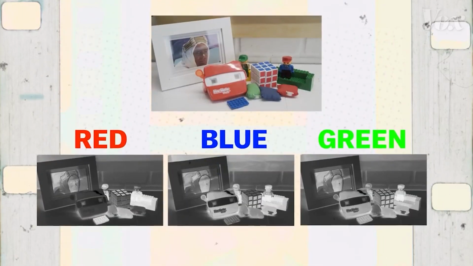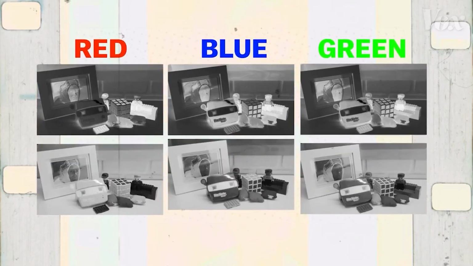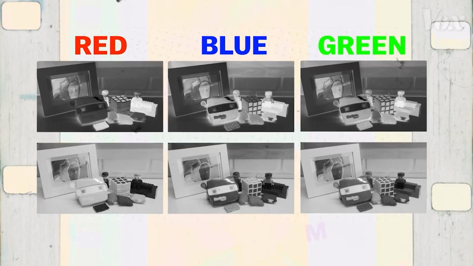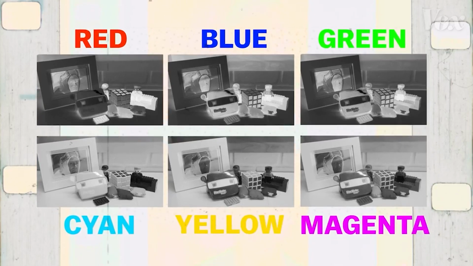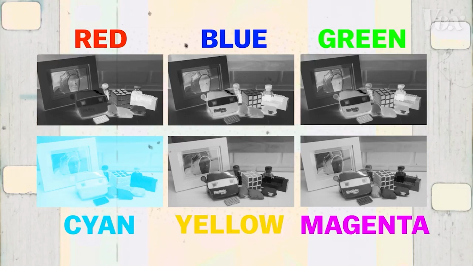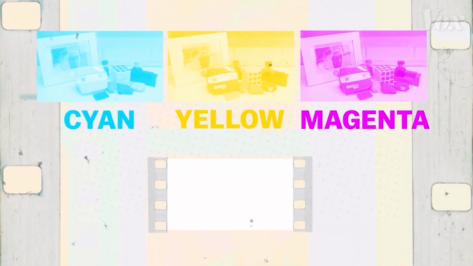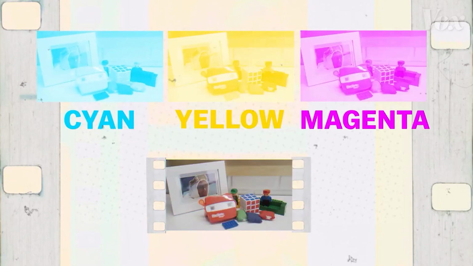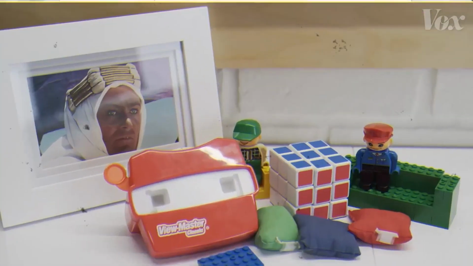These negatives were then flipped into positive matrices, which eventually got soaked with dyes of the complementary colors. So the red matrix turned cyan, the green one magenta, and the blue one yellow. Then the dye was transferred. This was called a dye transfer process to create a final gorgeous Technicolor image.